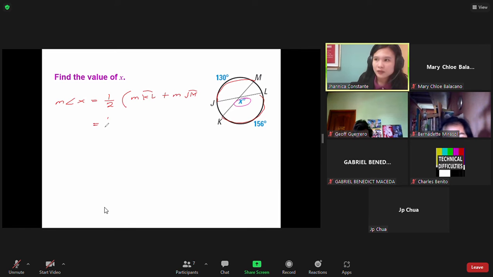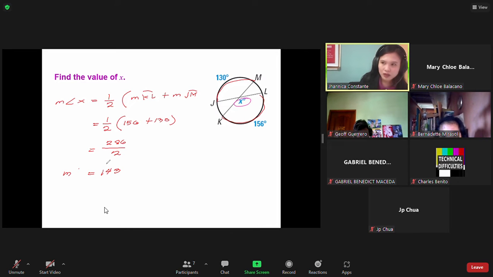So 1/2 times the measurement of arc KL, which is equal to 156, plus the measurement of arc JM, which is equal to 130. So 156 plus 130 is equal to 286, divided by 2, which is equal to 143. So that is the measurement of our angle X.